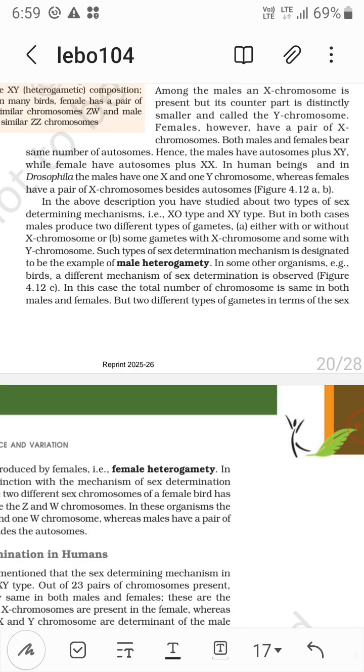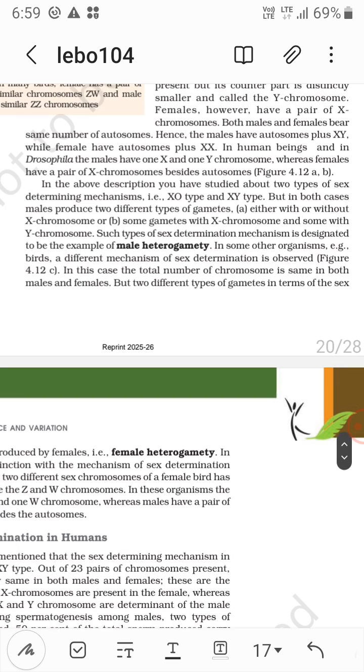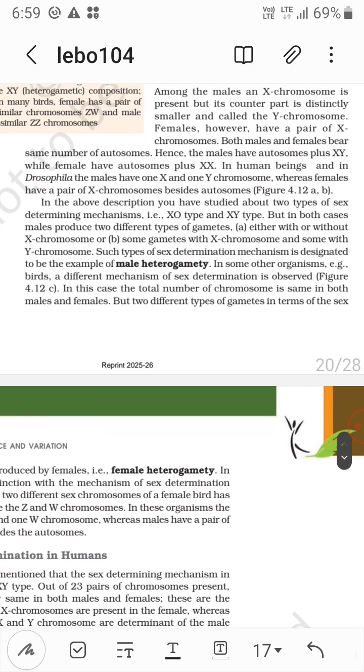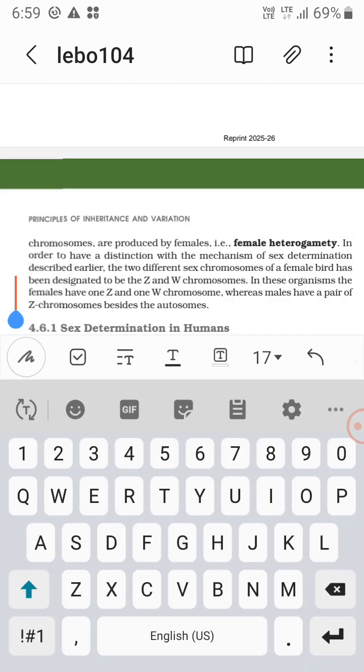This is male heterogamety, with some gametes having the X chromosome and some having the Y chromosome. Such a type of sex determination mechanism is an example of male heterogamety. In some other organisms, for example birds, a different mechanism of sex determination is observed.